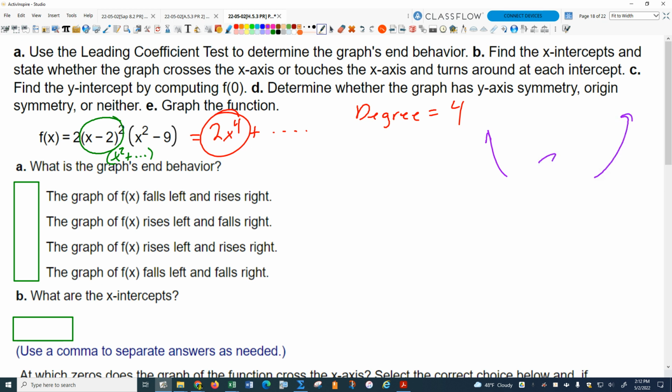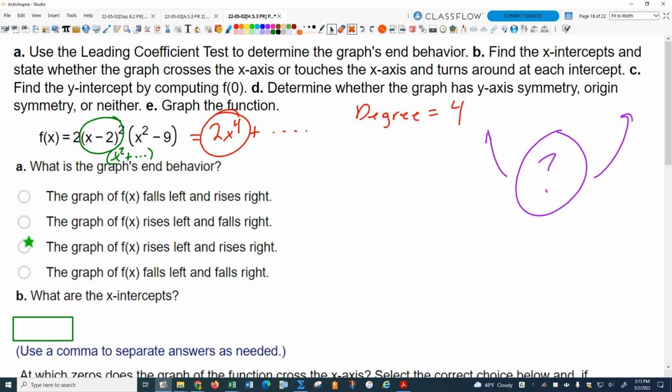Now, what happens in the middle? Who knows? Could be crazy. It could do all kinds of flipping around and have peaks and valleys and things, but we don't care about that. With the end behavior, we just want to know what's going on as x approaches negative infinity and positive infinity, right? So this one would be then 3, third option. Okay?